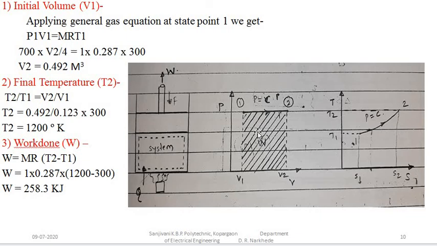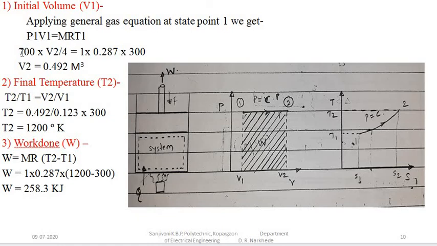Now here we do not know the volume V1 and we also don't know the final volume V2, but we can apply the general gas equation at state point 1, because we know the pressure and the temperature at state point 1. Therefore the only unknown here is the initial volume V1. Therefore P1 V1 is equal to m R T1.